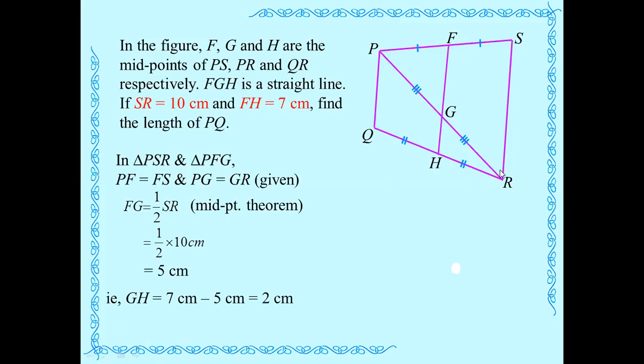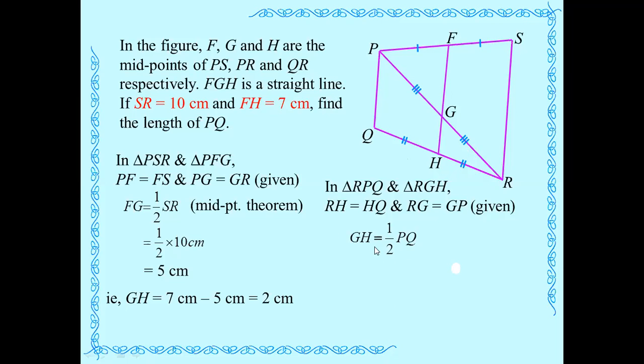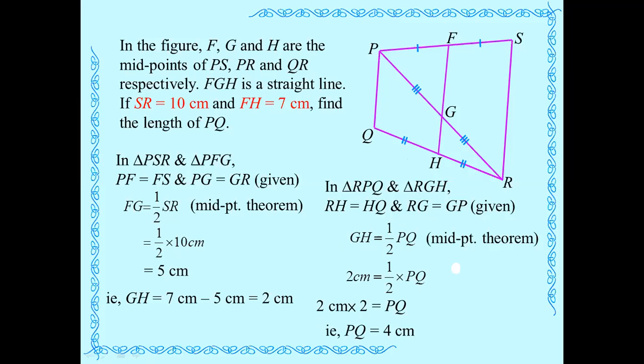Then let's go to the triangles on the lower left-hand corner. They are triangle RPQ and triangle RGH. As given in the question, RH is equal to HQ, RG is equal to GP. So by the midpoint theorem, PQ is equal to 2 times GH. So as GH, we got it already, 2 cm. So by solving this equation, we can find the length PQ.